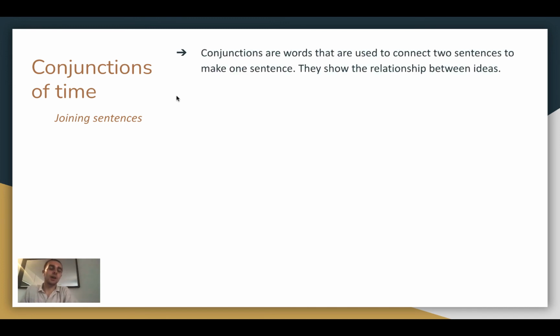So conjunctions of time are useful with these tenses. Conjunctions are just words that are used to connect two sentences to make one sentence.